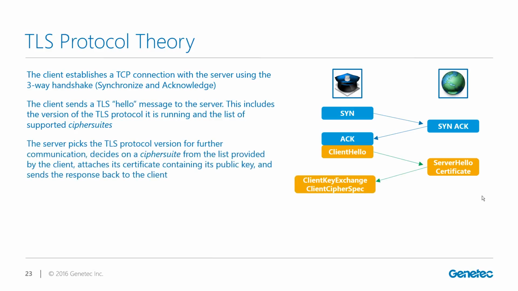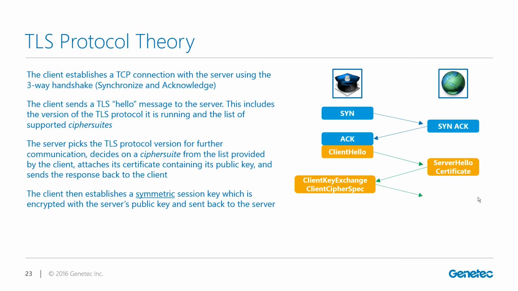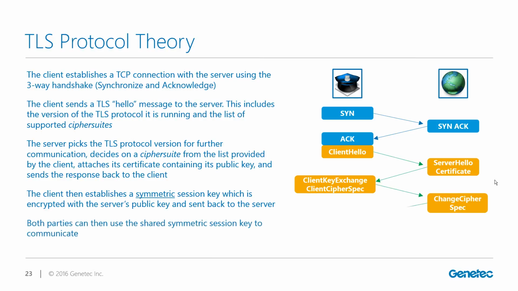And then the server goes through and picks the TLS protocol version that it wants to use for further communication, and it decides on which one of the cipher suites to use from the list that was provided by the client. And then it also attaches its certificate containing its public key and sends that back to the client. From the client perspective, it then establishes a symmetric session key, which is encrypted with the server's public key that it had just sent, and that sends that back to the server here. And then from that point on, since they know how to communicate in a symmetric fashion, everything else keeps going using symmetric encryption at that point.